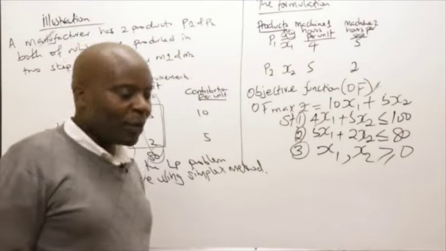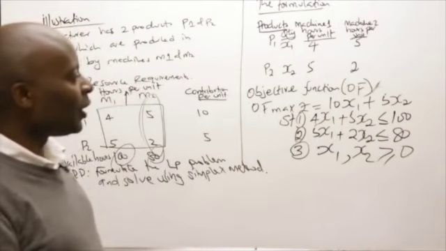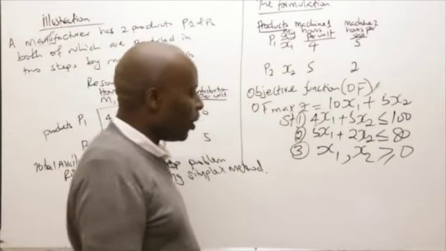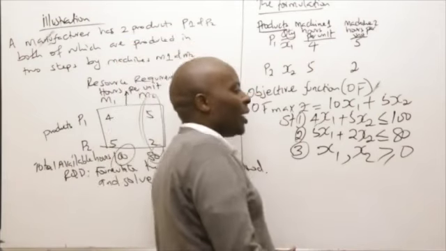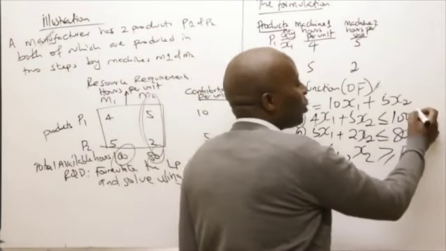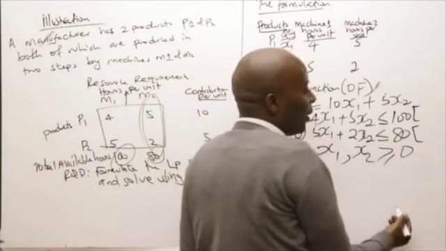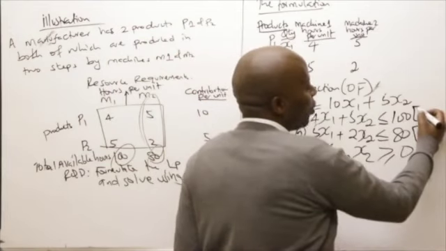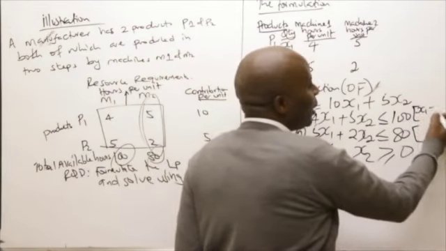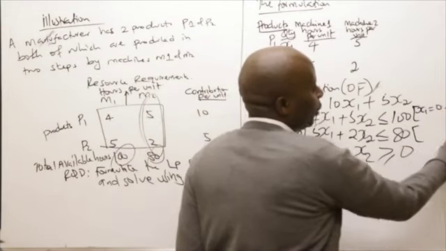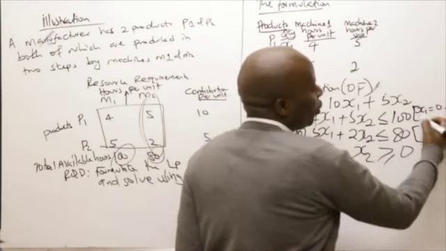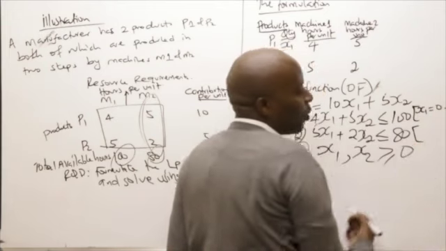So for us to be able to draw the graph for this, I don't even need 5 minutes. What I will do, I'll come to my constraints here. These constraints are the ones that will give us their coordinates. How do you get their coordinates? You ask yourselves, when x1 is 0, what will be the value of x2? And when x2 is 0, what will be the value of x1?